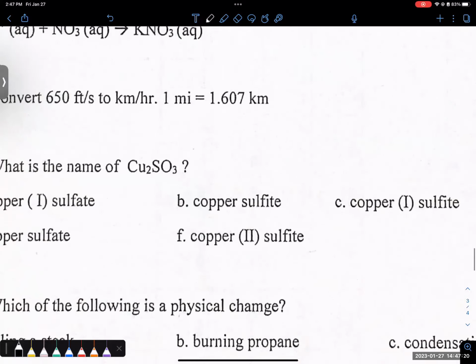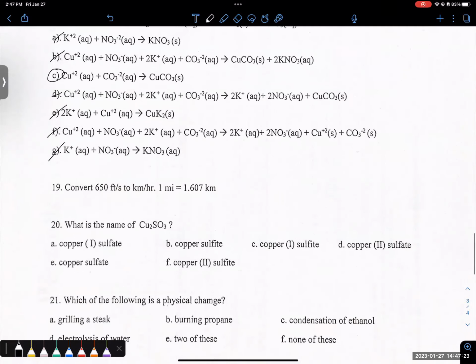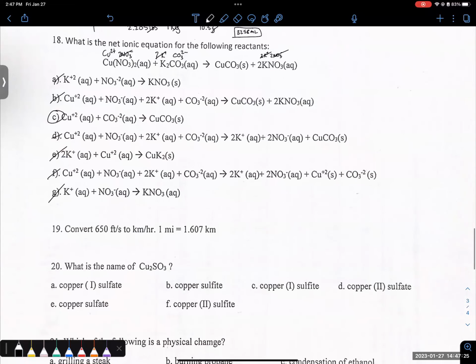Here we go. So there's no questions on number 18 because you're definitely going to see something like this on your test. Again, if you understand the basic concepts of what you can break into ions and what you cannot break into ions, then you should be able to solve this question pretty easily.